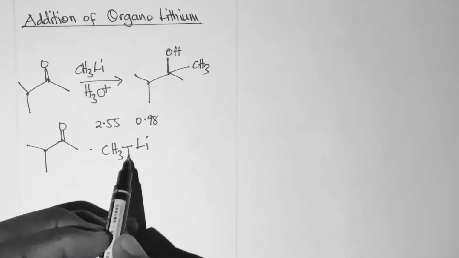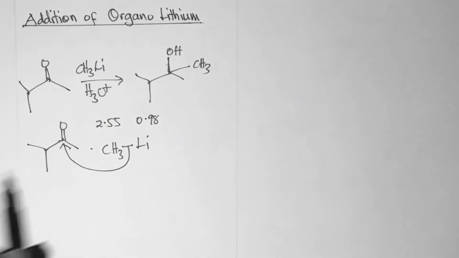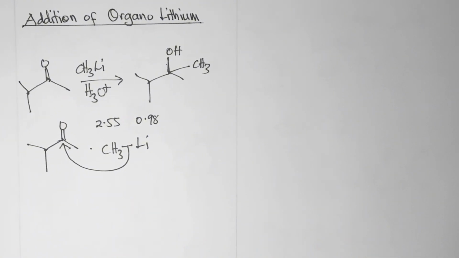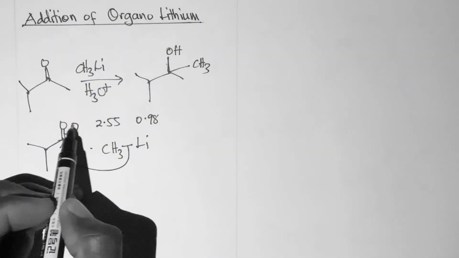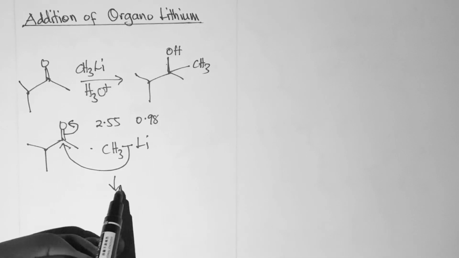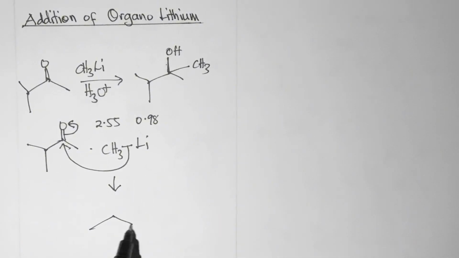So what will happen is that in the first step, this will donate its lone pairs into that carbonyl center, causing these pi bonds to break. So in the second step, we are going to get this intermediate in solution.